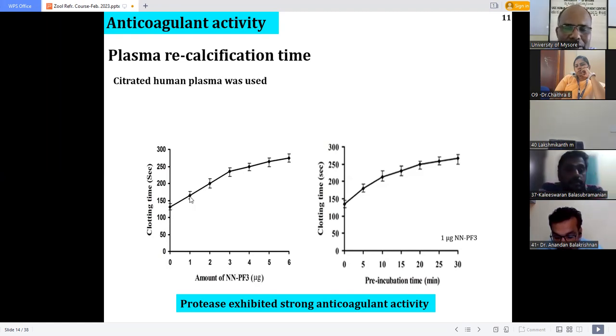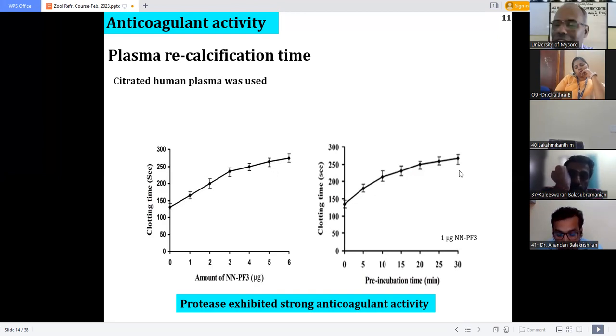But in presence of our enzyme, you can see the clotting time increased, showing the strong anticoagulant property. So this is the dose-dependent effect. With increasing doses of our enzyme, we can see the clotting time also increased.